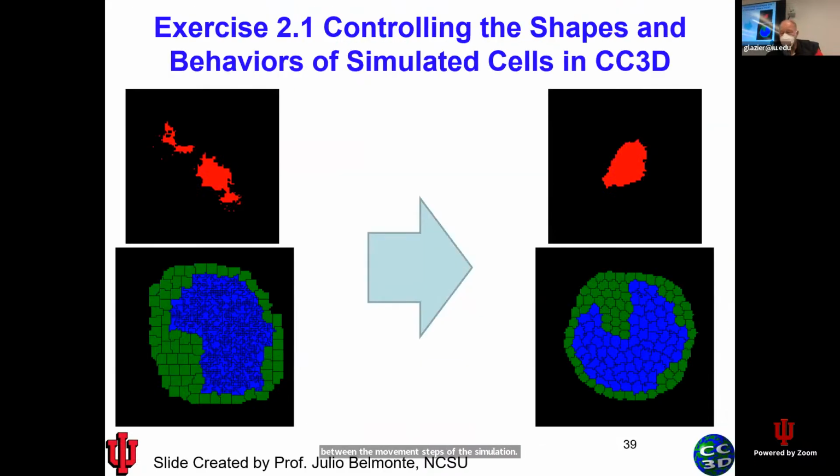Okay, so what I'd like to do now is start actually building some simulations. We're going to learn how to build a cell, one cell, and we're then going to learn how to control it. Basically, we're going to do that top one, that red example.